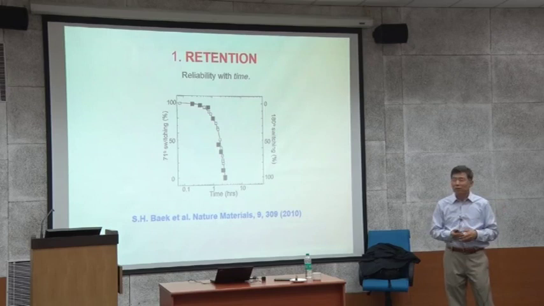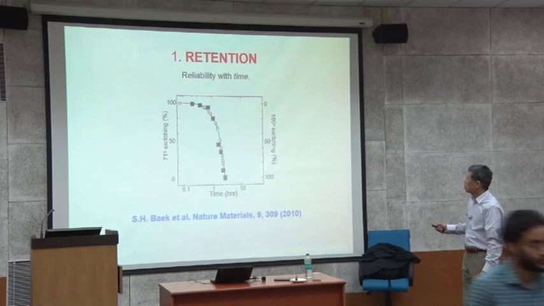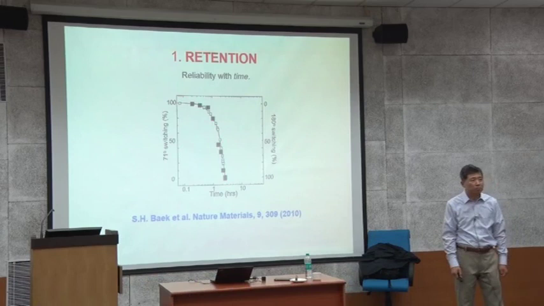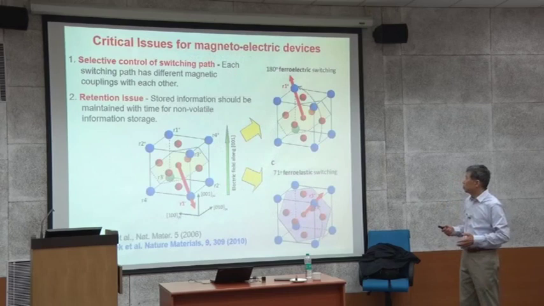So one of the important things we found is 71 degree switching. This is what I'm going to show you on the next slide. And with this one, the reliability is a few hours, and then you lose the information. This is a fundamental issue, especially as your device gets smaller and smaller. A larger device doesn't have this problem, but for a smaller device, this problem is more severe. Okay? So, look at the issue here.